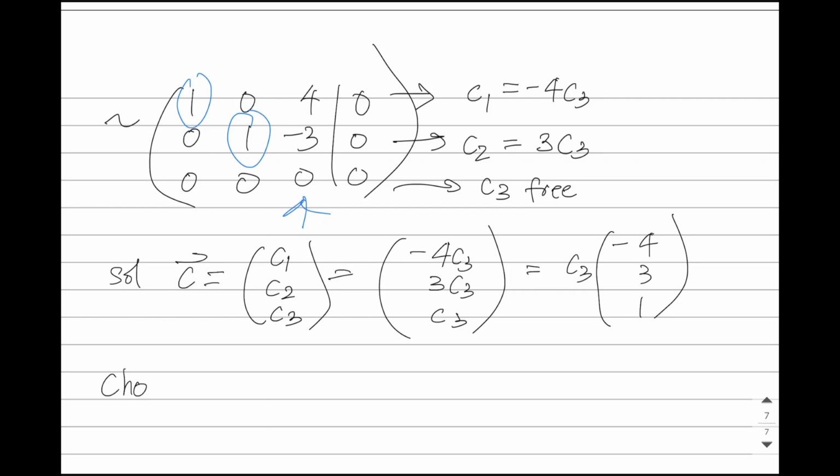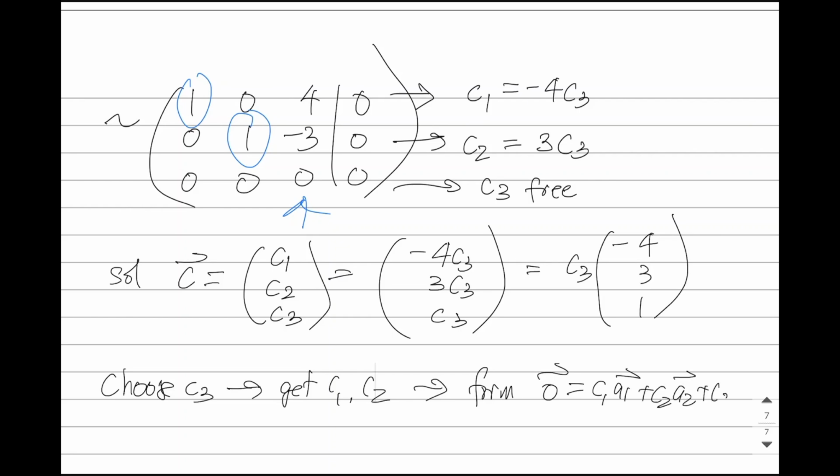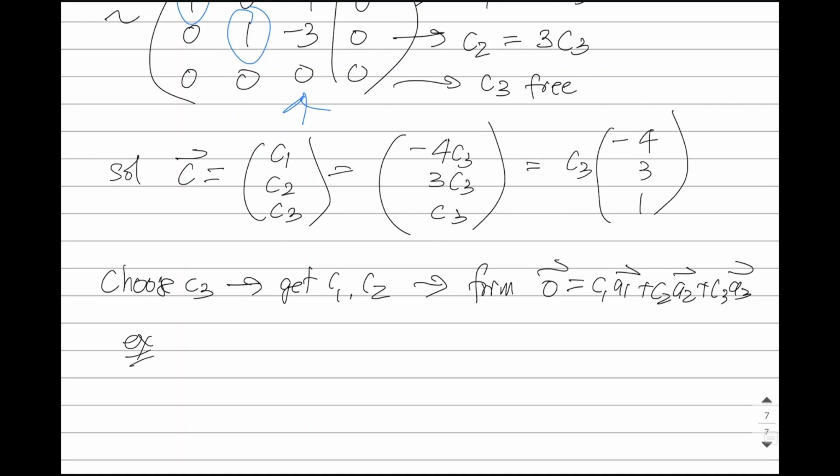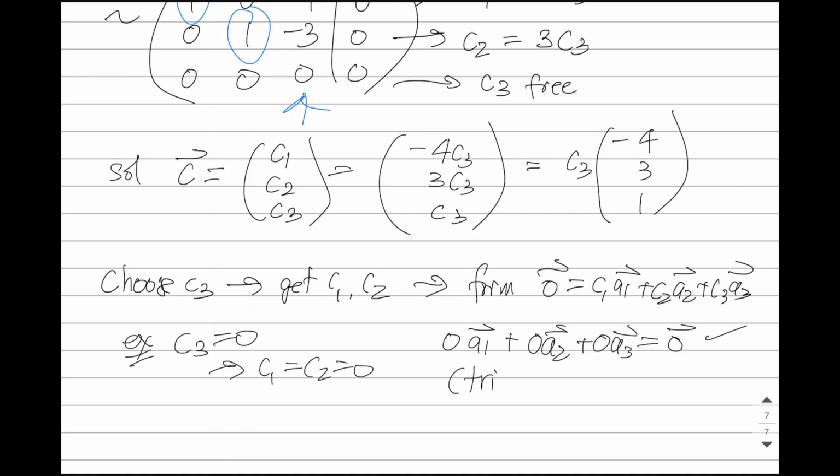How should I interpret this? I can choose C3, and then I'll get C1 and C2, and then I'll be able to form 0 from those 3 vectors. It's possible. As an example, I could pick C3 as 0, and that means that C1 and C2 will be 0, and then I'll get the duh combination. Yeah, none of A1 and none of A2 and none of A3 will in fact give me 0. This is kind of the silly combination.